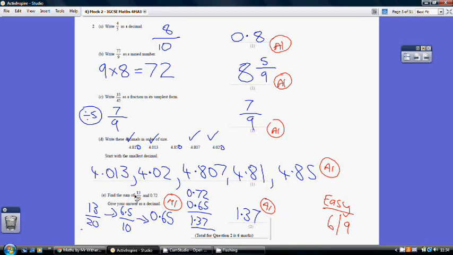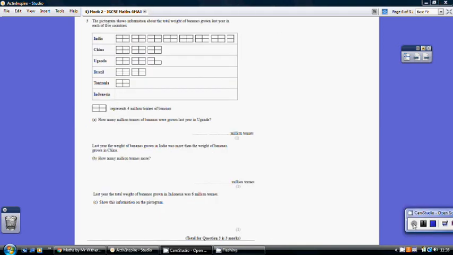Now find the sum of these two, give your answer as a decimal. Well, again, I would suggest you use your calculator, but 13/20 is 0.65. 0.65 add 0.72 is 1.37. But don't take any chances, just use your calculator, use the fractions button.